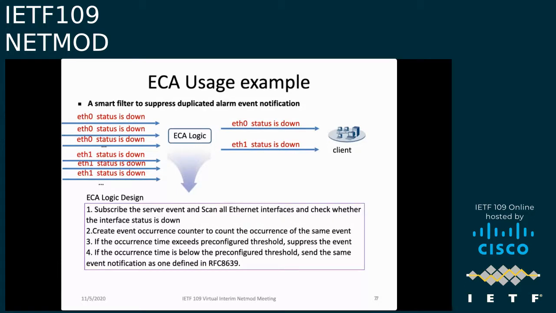Also, you can create an event occurrence counter to keep track of the occurrences of the same event. If the occurrence count exceeds the pre-configured threshold, you will suppress the event. And next.